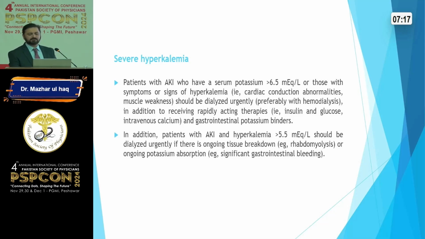If the patient has potassium of more than 6.5, severe hyperkalemia, with signs and symptoms like muscle weakness, or conduction abnormalities and ECG changes, in those cases you will have to go for urgent dialysis. Along with that, the patient should receive rapidly acting therapies like insulin and glucose, and at the same time hemodialysis. But you will consider hemodialysis even if the hyperkalemia is more than 5.5, if there is ongoing tissue breakdown like rhabdomyolysis, or ongoing potassium absorption, for example significant GIT bleeding.